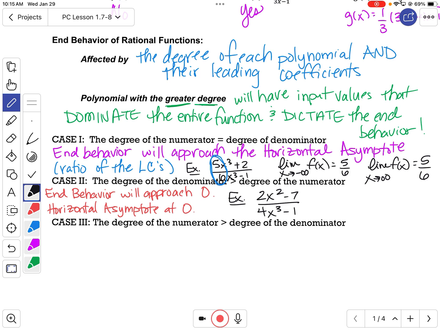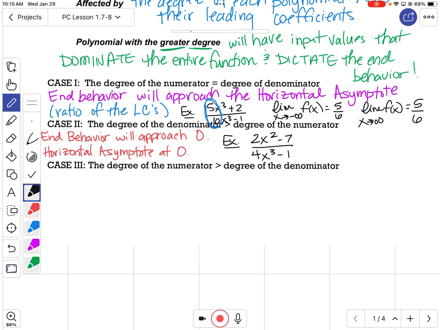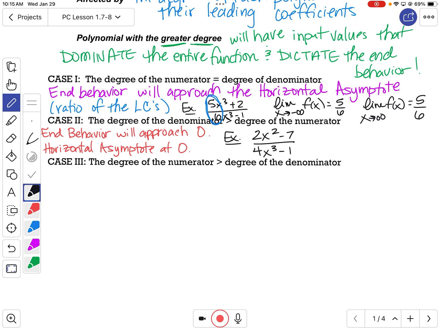All right, so let's look at this one. I have 2x squared minus 7 over 4x cubed minus 1. Notice the denominator is a cubic and the numerator is a quadratic. So anytime that happens, I don't care about anything else. The end behavior, both are going to approach 0. The limit as x approaches negative infinity of the function, and the limit as x approaches positive infinity, is 0. We're going to look at some graphs in a second so you feel that a little bit better.